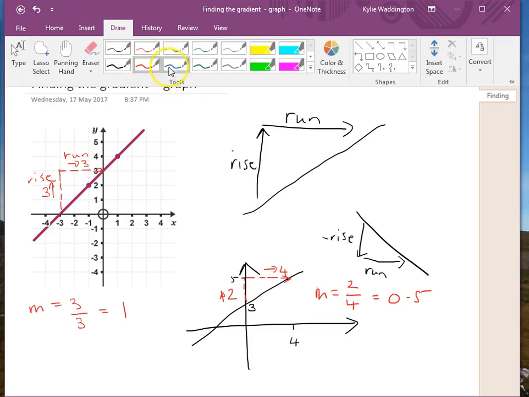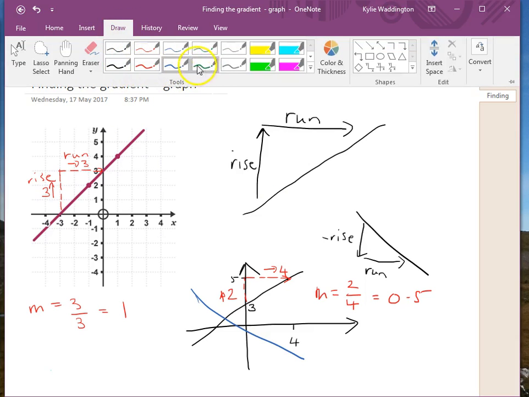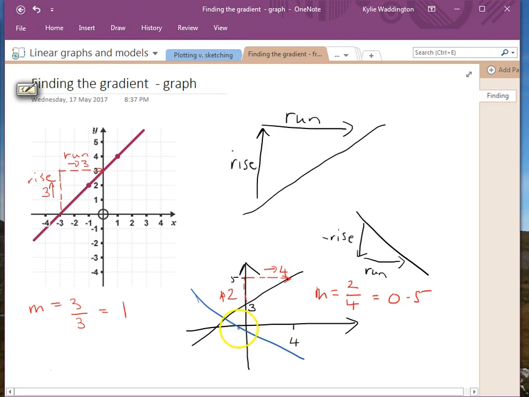Likewise, if we're doing it as a negative gradient, it would just mean that the line is going down. And again, you just pick 2 points on the line, and it doesn't matter what 2 points, and count your grid. So if I say that this one is 1, and down here we'll have 4, we've gone down 3, which means our rise is equal to -3, and we've gone across 4.